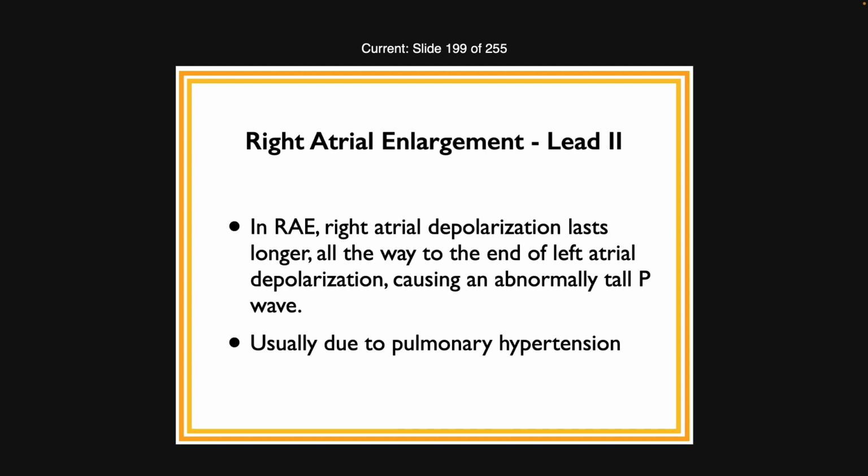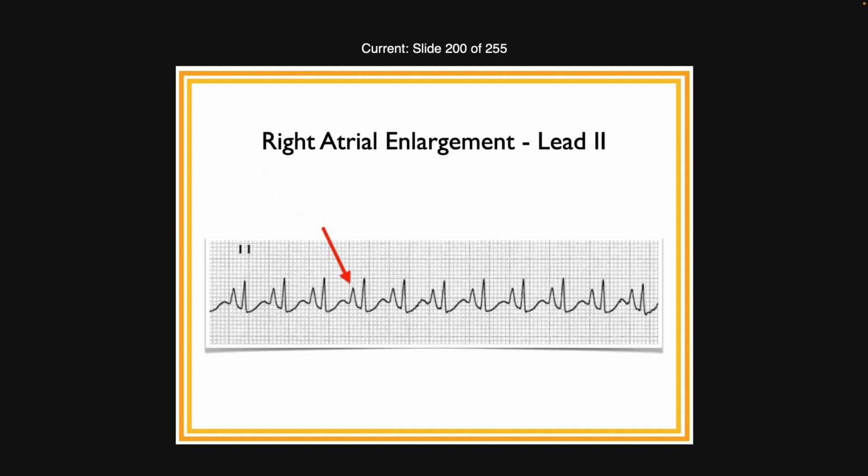Okay? So in right atrial enlargement, the atrial depolarization lasts really long, and it sort of engulfs the left atrial depolarization. And what tends to happen then are big P waves. So if you see unusually large P waves, it is very probably because of right atrial enlargement.